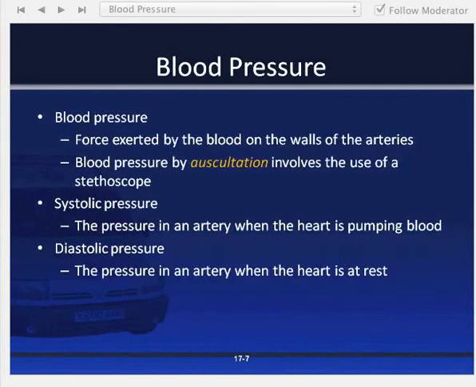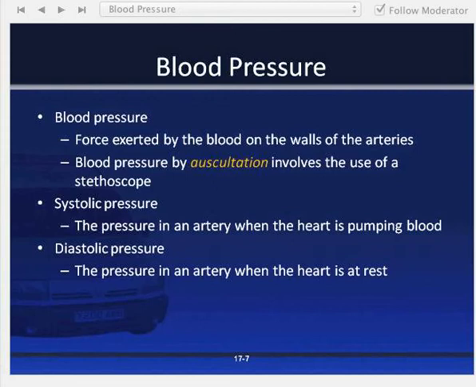Blood pressure is the force exerted by the blood on the walls of the arteries. Blood pressure is usually assessed by using a blood pressure cuff and a stethoscope. This method of taking blood pressure is called blood pressure by auscultation because it involves the use of a stethoscope.